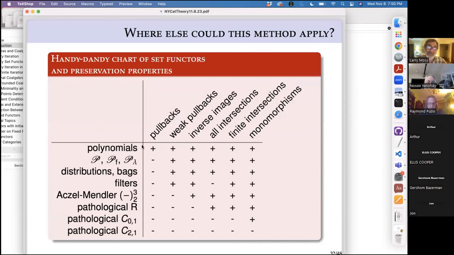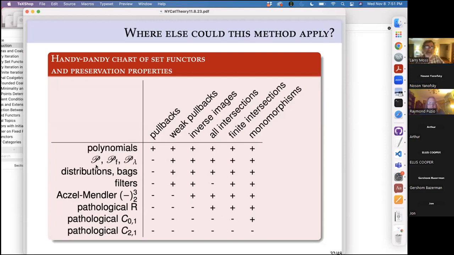So polynomial functors are what you get from the constants by using products and coproducts and composition. Then there were the power set functors that we've been dealing with. This is the distributions. That means like an infinite version of a measure without a measure, just a countable set of points that add up to one. And a bag is a multi-set, so that's a functor. Filters on a set, that's a functor. These are sort of more pathological ones, so I don't even want to talk about them, but people came up with them just because they preserve various things and don't preserve other ones.